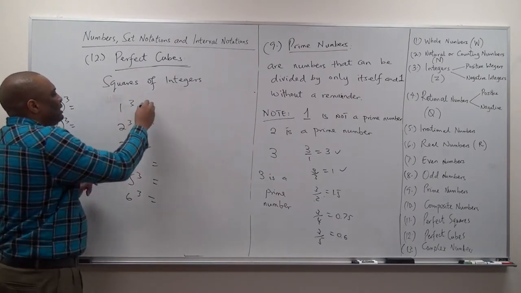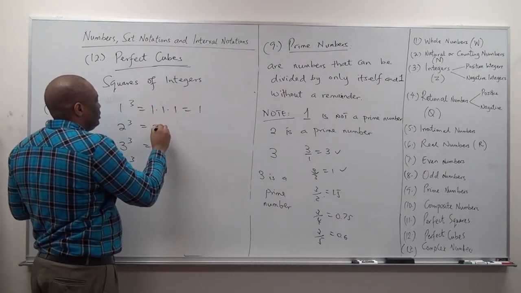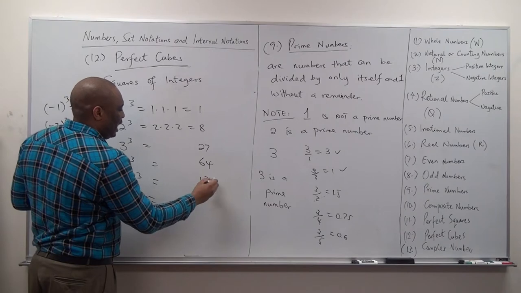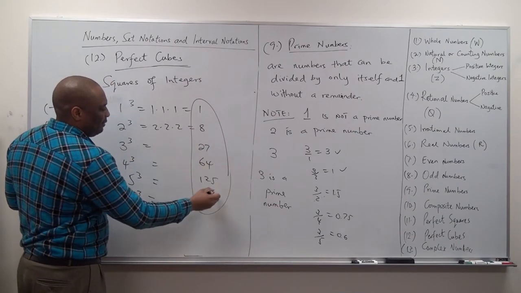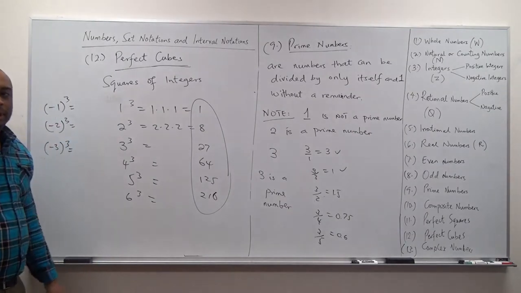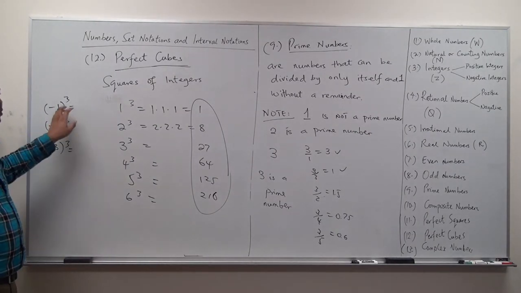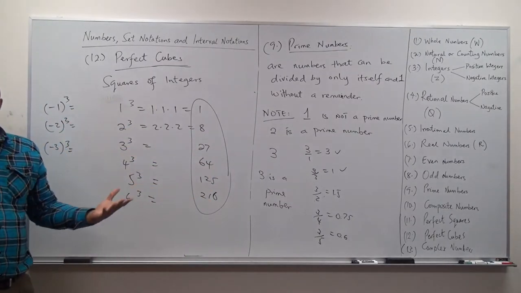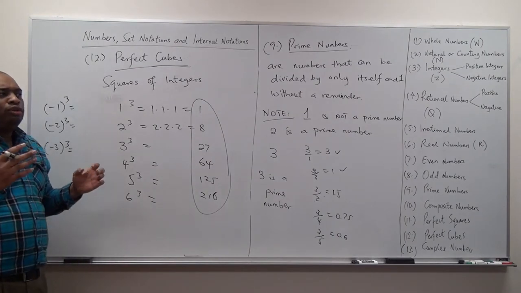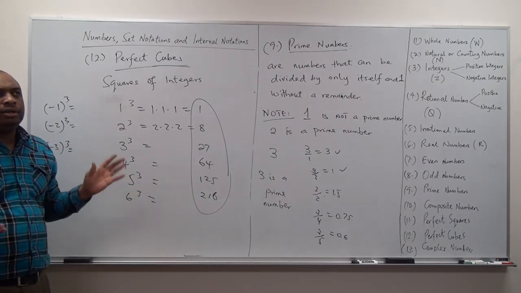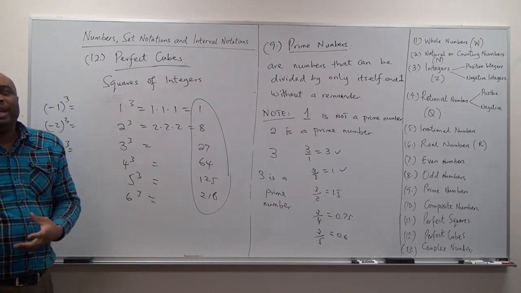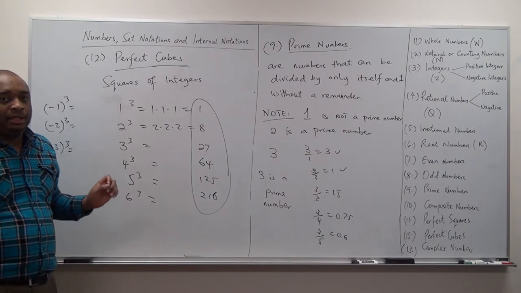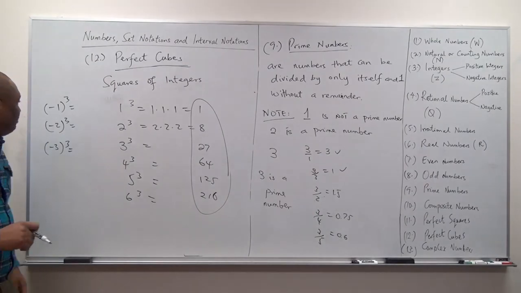Now, 1 cube is 1 times 1 times 1, which is 1. 2 times 2 times 2, 8. You have 27, 64, 125, 216, and the rest of them. These are perfect cubes, cubes of integers. Now, what happens when you do the negatives? Perfect cubes have both the positive and negative. Because when you square any integer, whether positive or negative, it gives you a positive number. But when you cube any integer, you have both the positive numbers and the negative numbers.